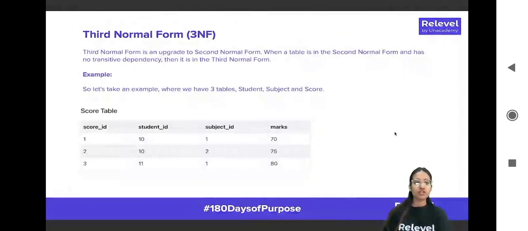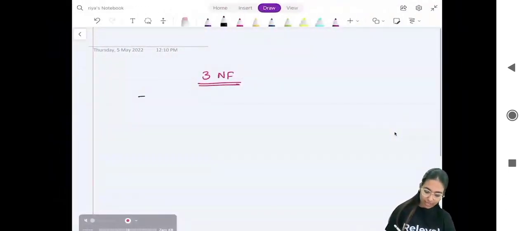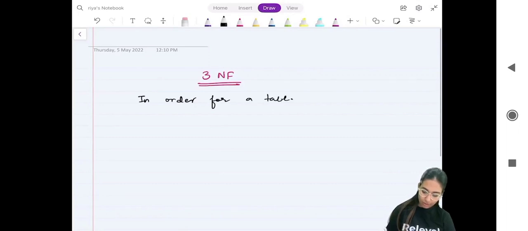3NF. Third normal form is basically an upgrade to the second normal form. When a table is in second normal form and it also has no transitive dependency, then it is known to be in the third normal form. That means the rule says that in order for a table to be in 3NF, two rules should be followed.